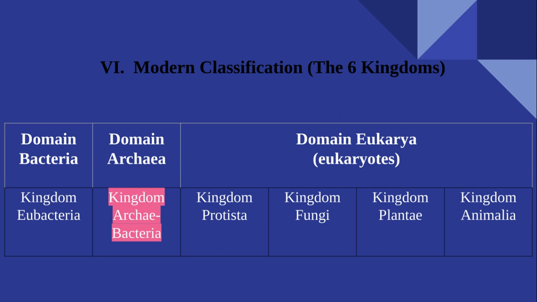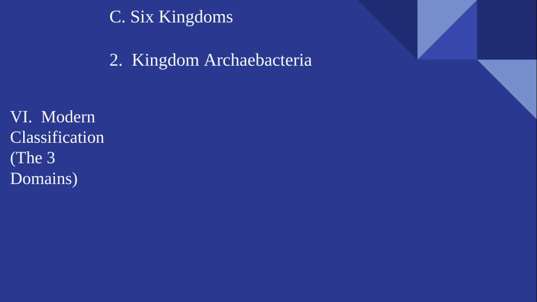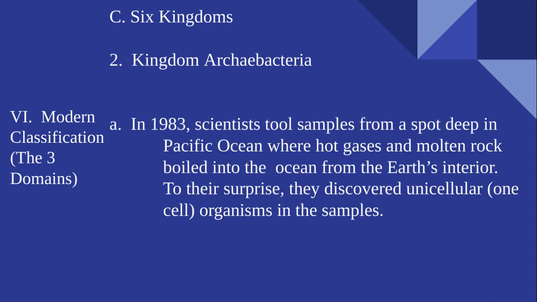We will now move on to the kingdom Archaea or Archaebacteria. A little backstory: in 1983, scientists took samples from a deep spot in the Pacific Ocean. There was molten rock, hot gases, and even minor amounts of lava flow. These boiled into the ocean and created Earth's new lithospheric crust. What they found was an abundance, a plethora, of unicellular organisms within the samples.